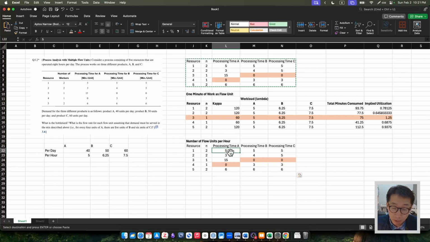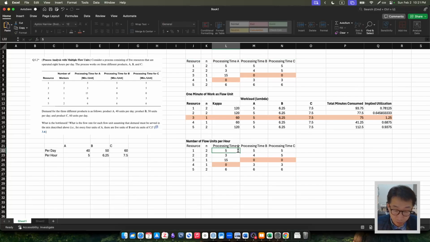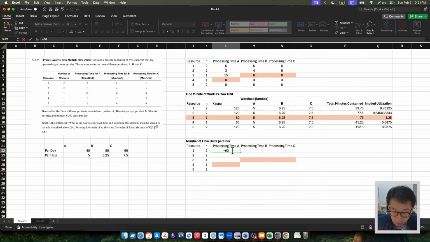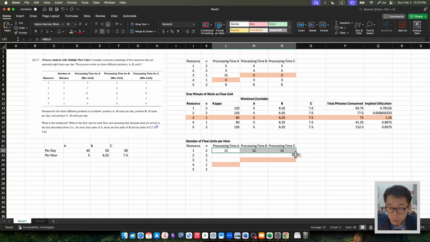Because this is 5 minutes per unit, right? Each unit requires 5 minutes. So what we need to do is get rid of all of them first. We need to turn this into units like this. 60 minutes per hour, because we're analyzing on a per hour basis. 12 like this. Okay, so you can get rid of them because flow unit B doesn't really need resource 3, and flow unit A doesn't really need resource 4.